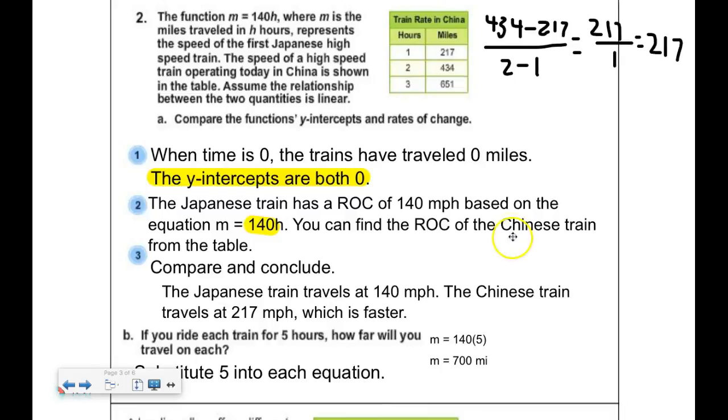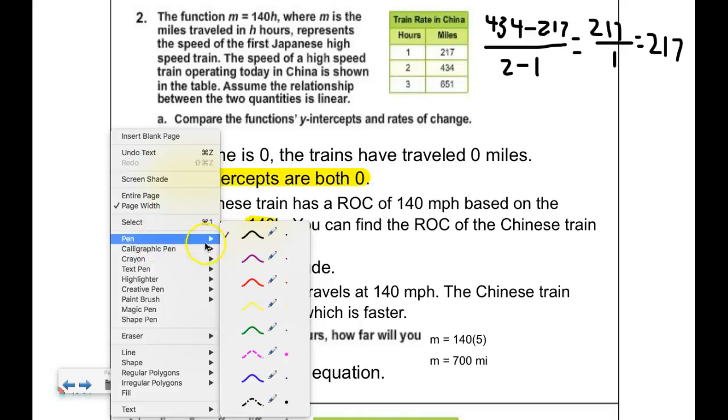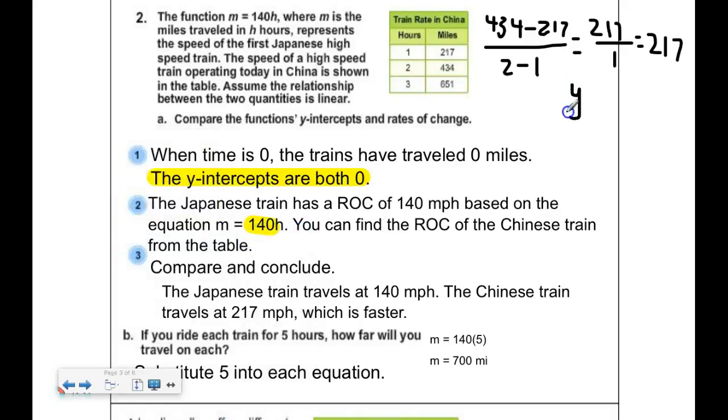Now, here's the deal with the other one. You can see that this pattern is going to continue to increase. Well, obviously then the rate of change is 217, so my equation here should be y equals 217x, right? Or in the letters that they're using, it would be m equals 217h, if you want to get technical about it.